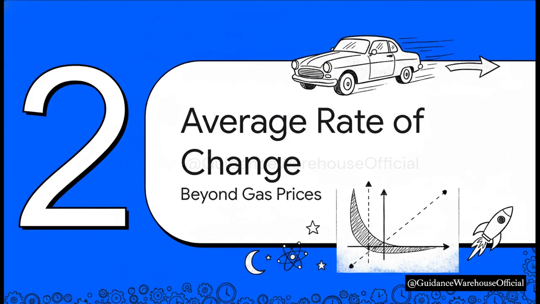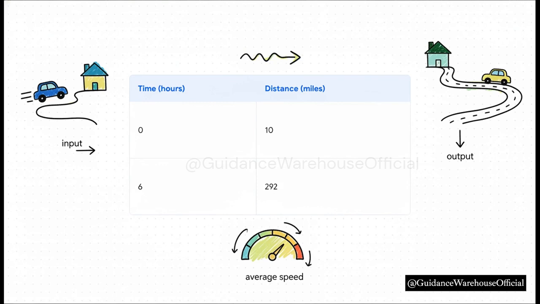Section 2. Average rate of change. Now that we've got the basic idea down, and we know exactly which trap to avoid, let's look at another real-world scenario. Because look, this formula isn't just for economics, it's everywhere, especially when you're traveling. Let's look at Anna's road trip. At hour 0, she's 10 miles from home. Maybe she just grabbed a friend. 6 hours later, her distance from home is 292 miles.